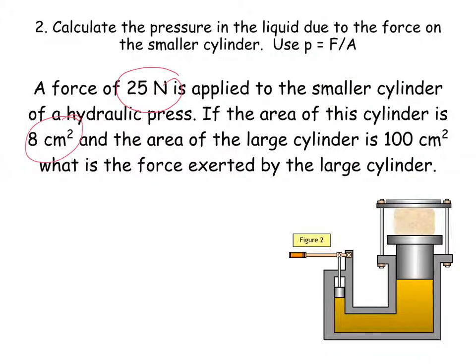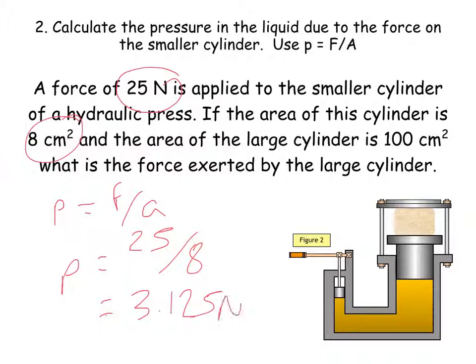So now I'll look at step 2. We calculate the pressure in the liquid due to the force on a small cylinder using P equals F over A. Let's write out the equation, and we want to use a small f and a small a. We worked these out on the previous slide. I haven't got room to move them forward, but I've highlighted them in the question. So I'm going to work out P equals 25 over 8. You put that into your calculator and you get 3.125.